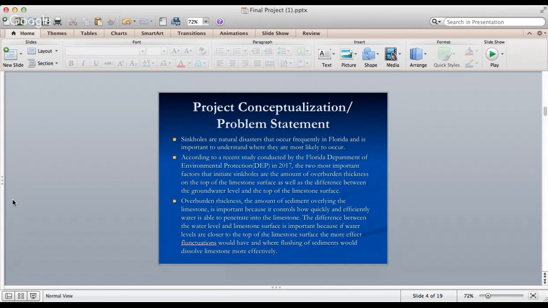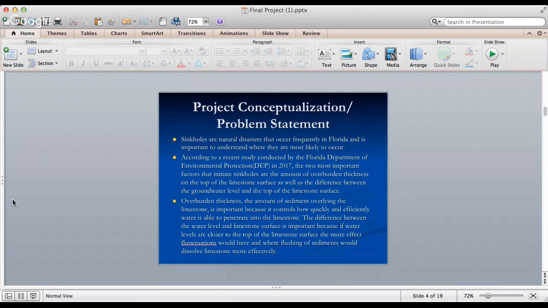According to a recent study done by the Florida Department of Environmental Protection, the two most important factors that initiate sinkholes are the amount of overburden sediment thickness on top of the top limestone layer, as well as the difference between the groundwater level and the top of the limestone surface. These two factors are important because less overburden thickness on top of the limestone allows water to penetrate into the subsurface limestone more quickly and efficiently.